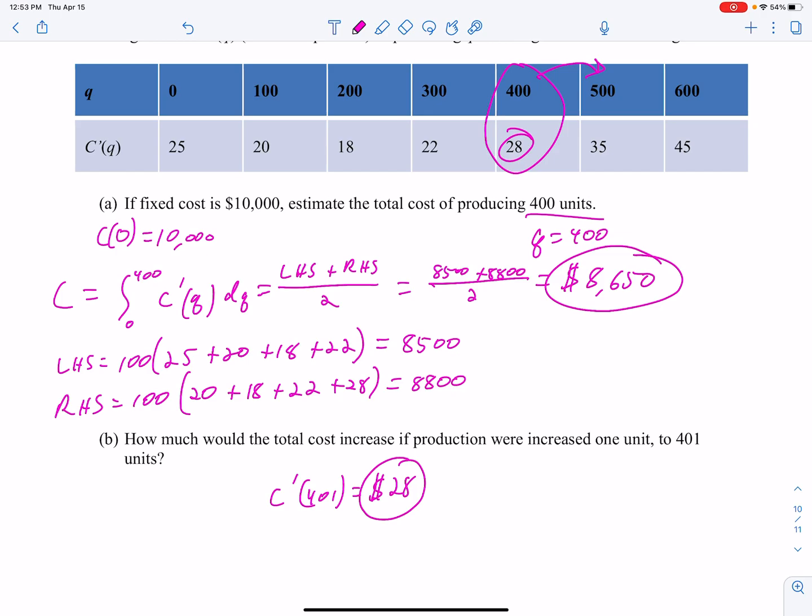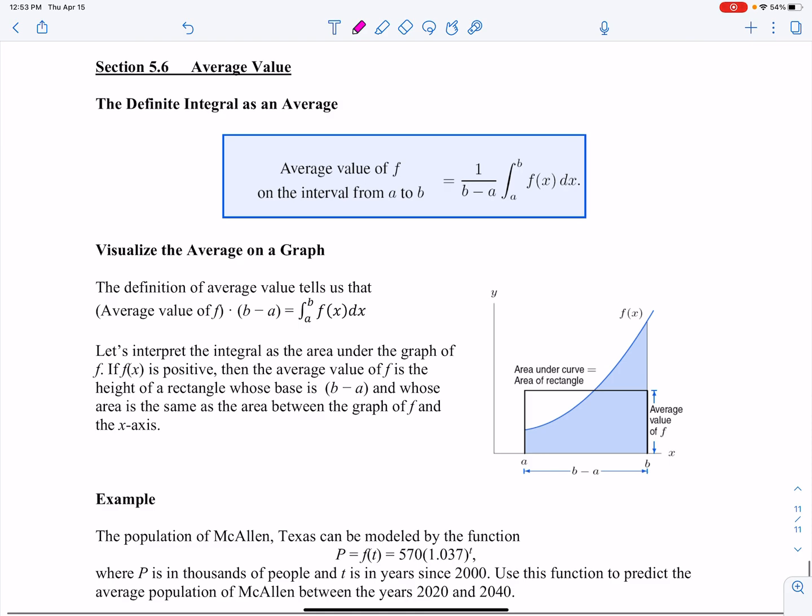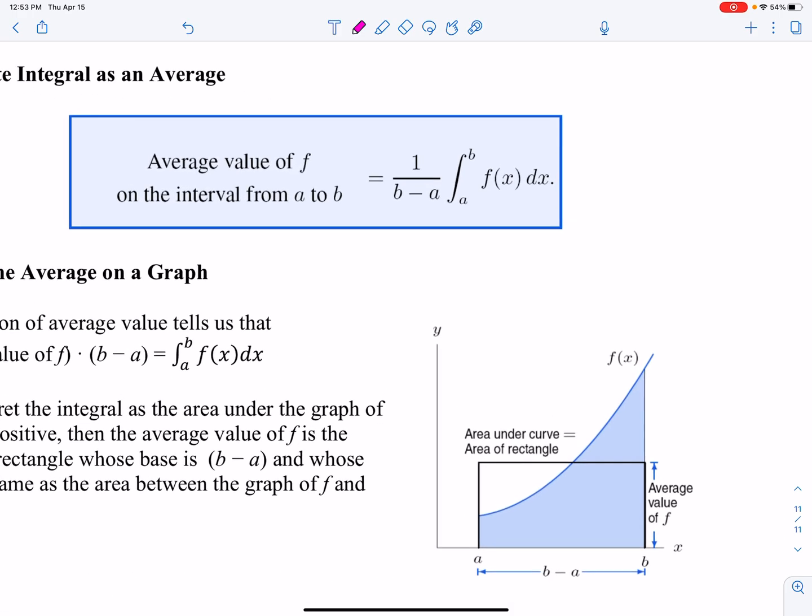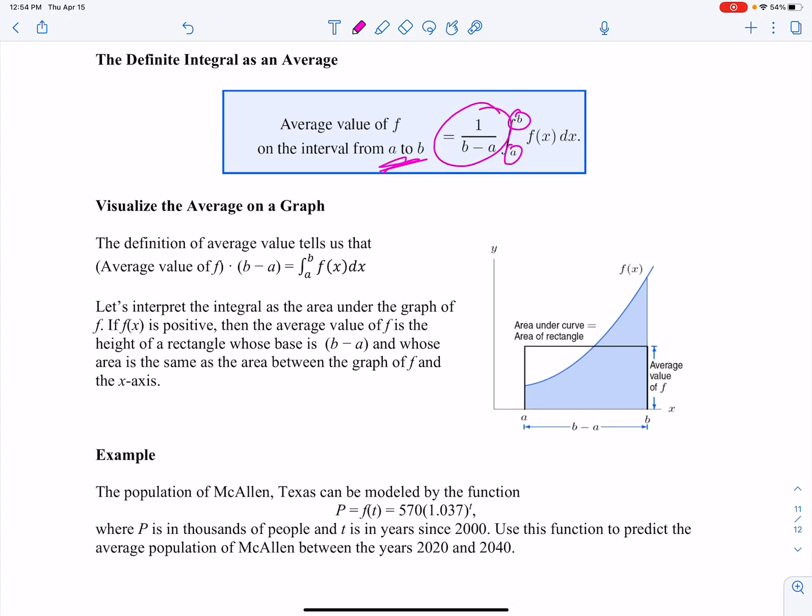And we're almost done here. Section 5.6, the average value, the definite integral as an average. Average, again, you add up and divide, so it's kind of the same thing. We do 1 over b minus a, where a and b are x values, the same as the limits of integration, times the integral from a to b of f of x dx. That's what they're showing you here.